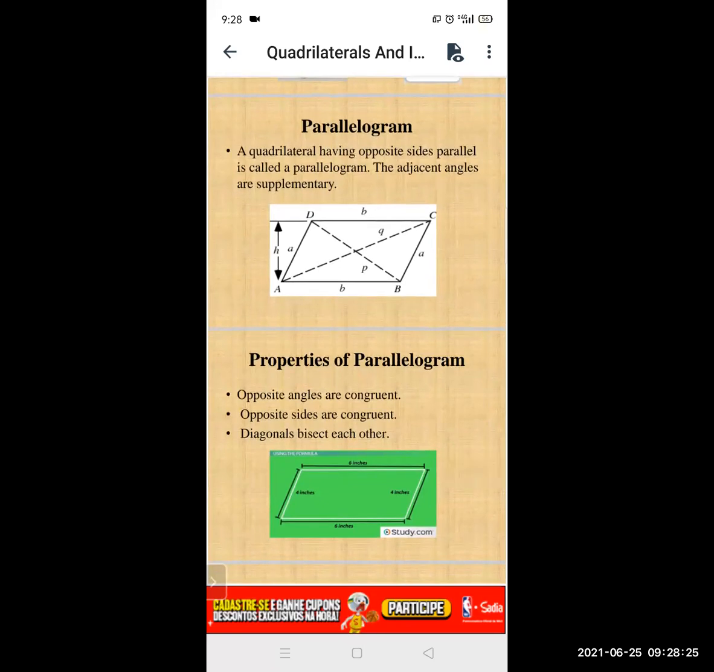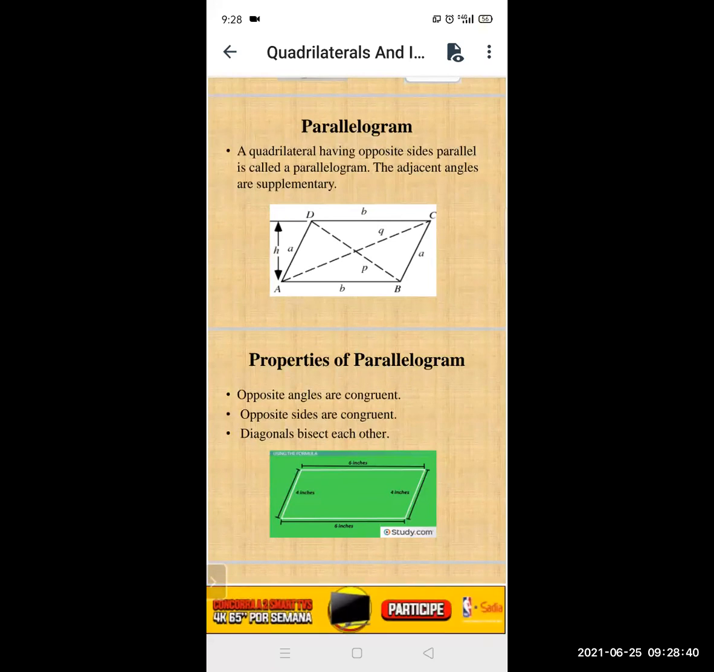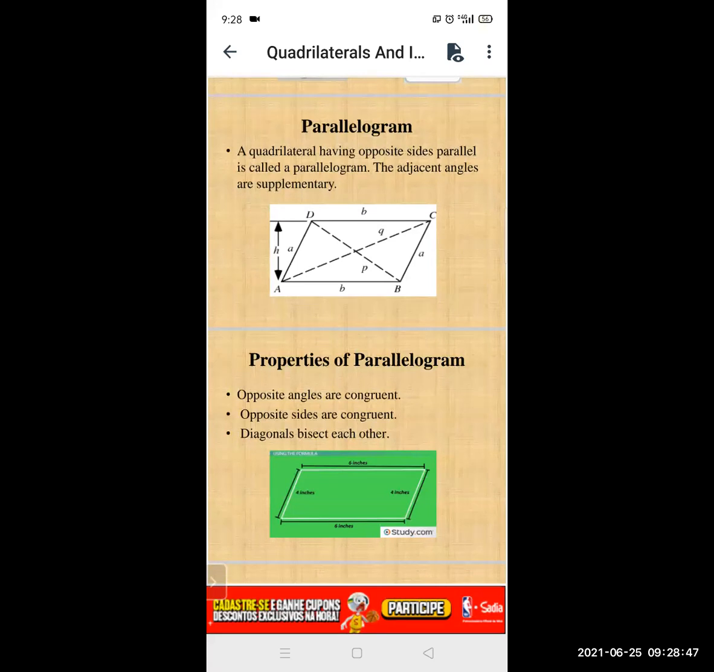So now let us see the properties of a parallelogram. Here the first property given is that opposite angles are congruent. What are the opposite angles? If you see the above diagram, A and C are opposite angles, and B and D are opposite angles. So angle A and angle C are congruent, and angle B and angle D are congruent. Opposite angles are congruent.